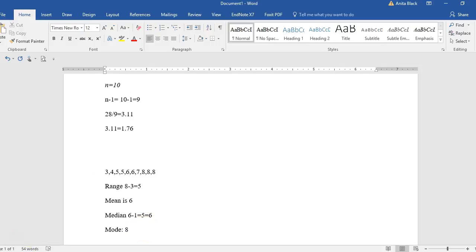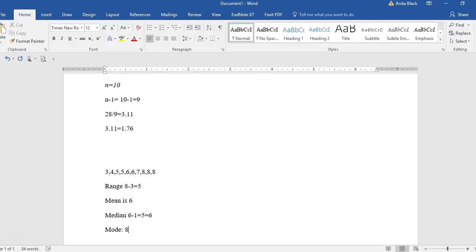So what does this tell us? I know, absolutely nothing. Why are we doing this? This tells us, after looking at all of the variance and how far apart from each other they are, and how far apart they are from the mean of 6, the standard deviation of 1.76 is the average distance that the scores are from the mean.